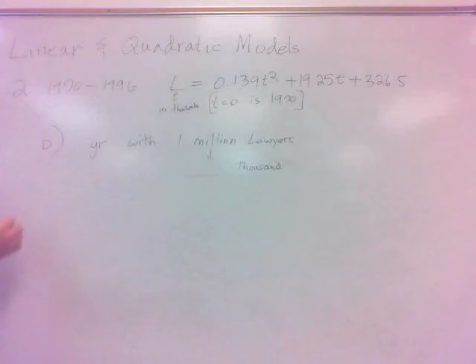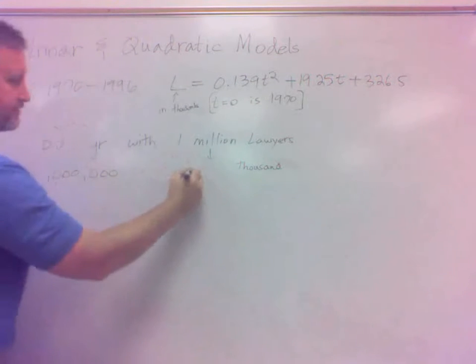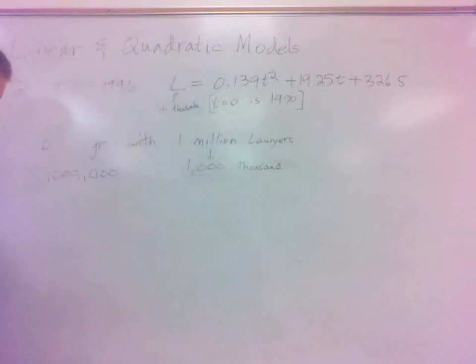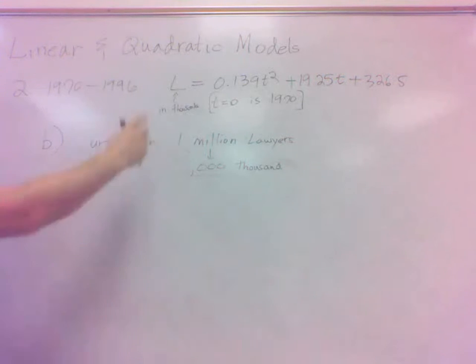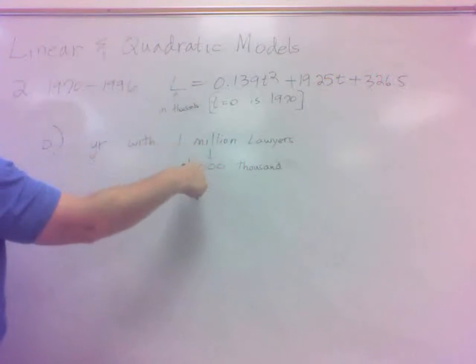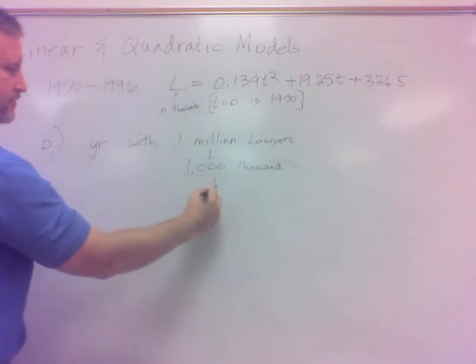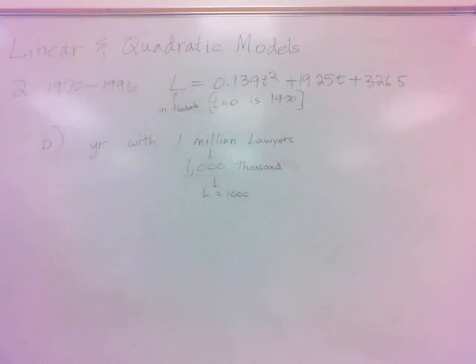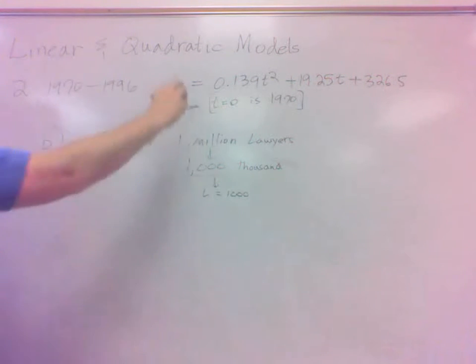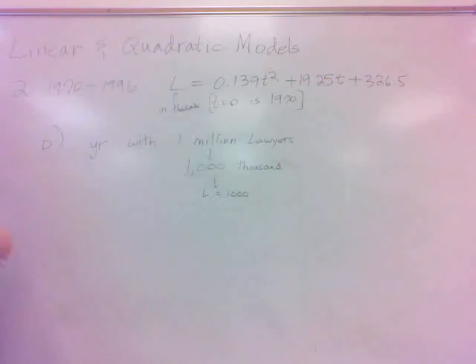Well, if I write 1 million out, 1 with 6 zeros there, here's the thousands part. So isn't 1 million 1,000 thousands? Yeah, 1,000 thousands. So 1 million, we're talking 1,000 lawyers. And so that, for the model, L then would be 1,000. Right? Make sense?